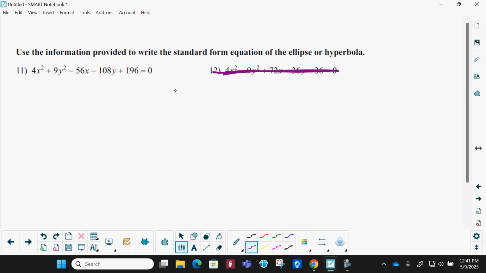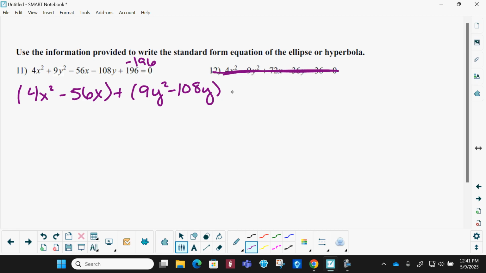I just chose one to cancel out. So again, this is what we just did on the performance final. So step 1, group your x's. Group your y's. And make sure you bring this over and change your sign. You can't have that number there, so divide by 4. 56 divided by 4 is what?